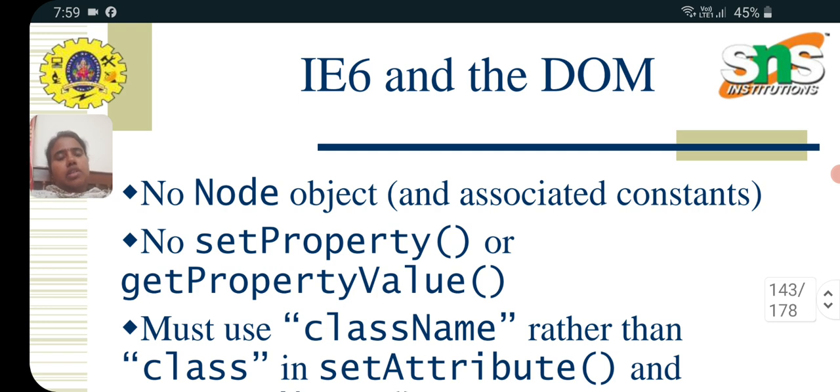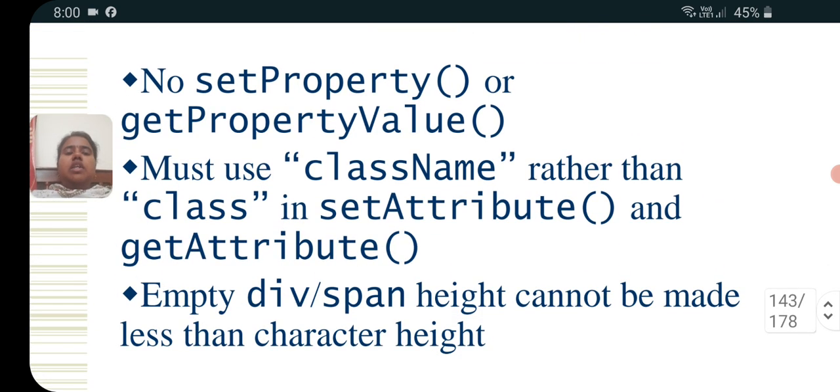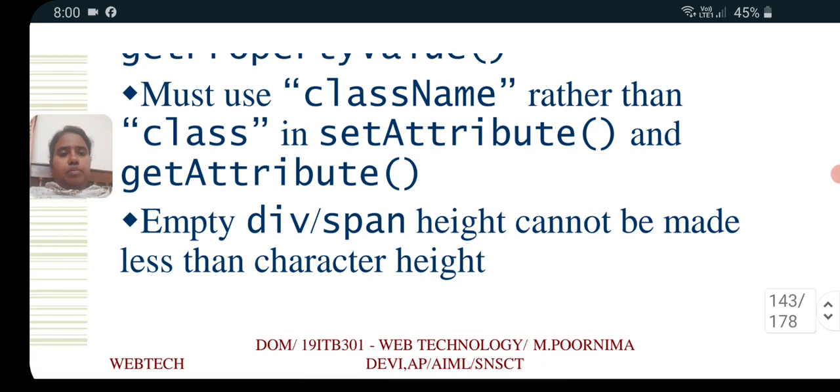Today I am going to discuss IE6 under the DOM. Node object and associated constants. No set property or set property value. No must use className rather than class in setAttribute. Empty div or span: height cannot be made less than character height.